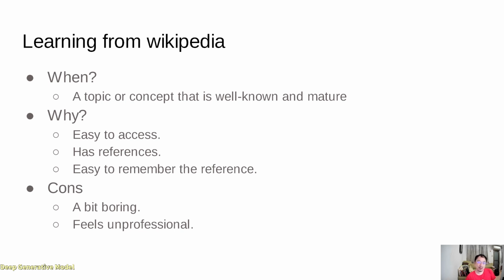Moreover, if the article about this concept is well written, it will provide many references. So you can start from the Wikipedia page and go to the references to dig more into the history and the more variations of this concept. So that's the major benefits of using Wikipedia as your learning material.